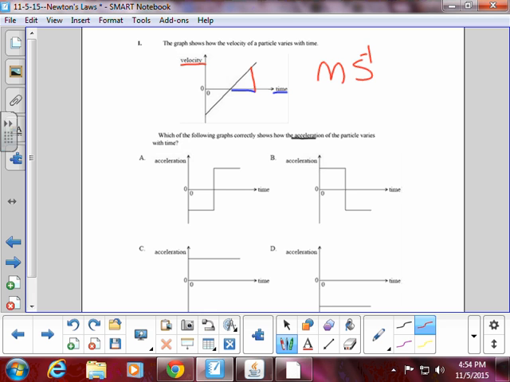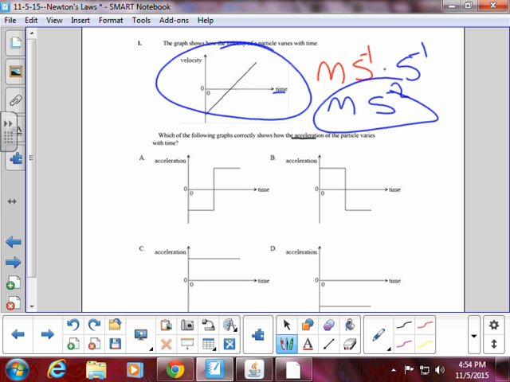And in order to divide by my time, since time is s, you can flip and multiply, which is the same as dividing, so I want to multiply by that, which is really just saying to the -1 power. So now if I'm dividing, I get meters per second squared. And we know that's the units for acceleration. So the slope of this graph tells me the acceleration.